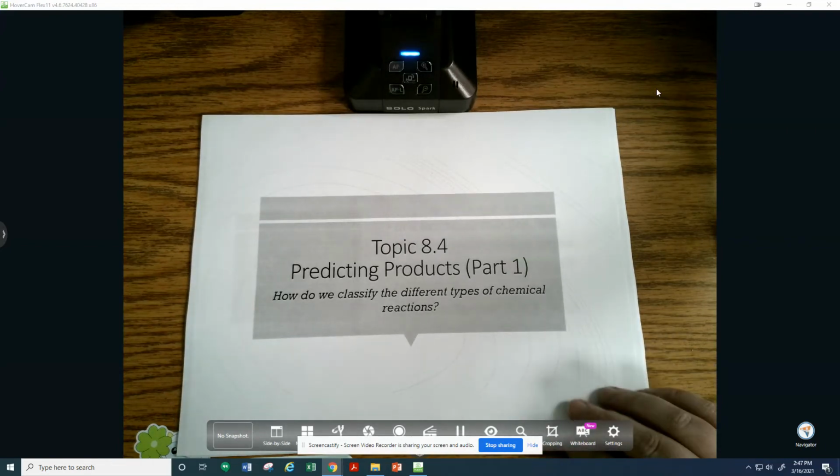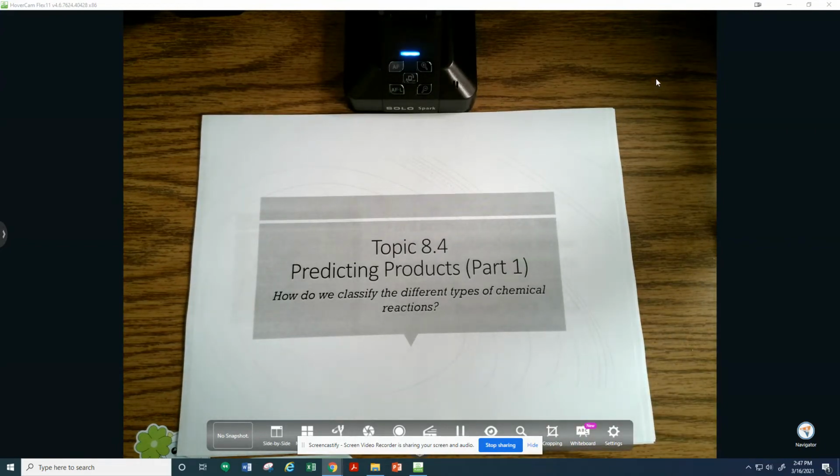Hi guys, welcome to topic 8.4, where we are going to begin the process of predicting products after going through and classifying reaction types. So we know typically in the lab you start out with a given material, you combine X and Y, and we're going to try to figure out what is going to result from that reaction taking place.